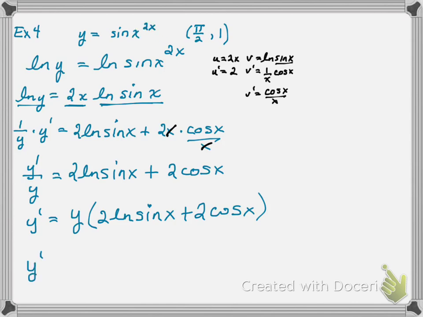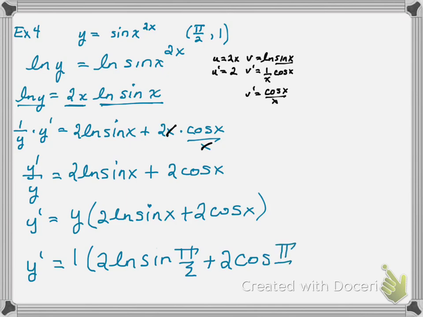Y prime of my particular point is going to be, I'm replacing y with what y is equal to, 1, and I'm replacing x with pi over 2. Okay, so if I work that out, that will tell me the slope of my tangent line.